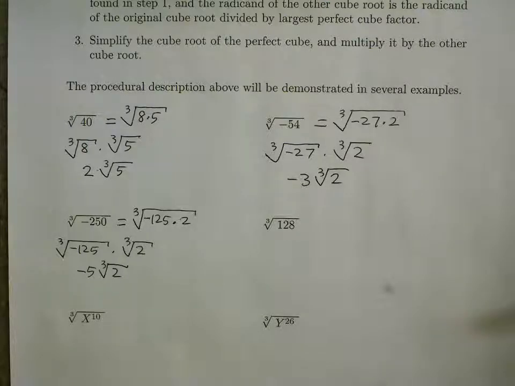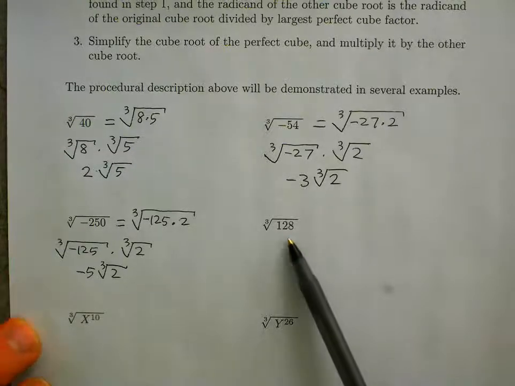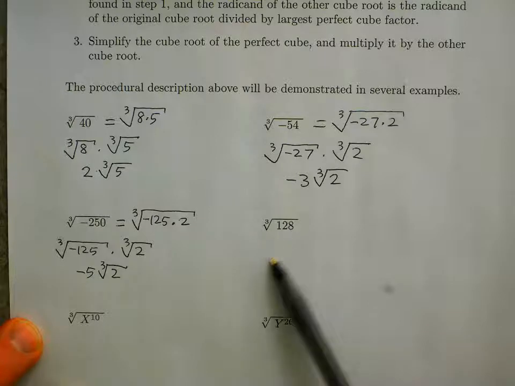Okay, the perfect cubes, we're looking for a positive perfect cube this time. The perfect cubes are 1, 8, 27, 64, 125, 216, 343. See it? What is it? Yeah, 64. 64 is a perfect cube. It's also a perfect square, but we're looking for perfect cubes here.